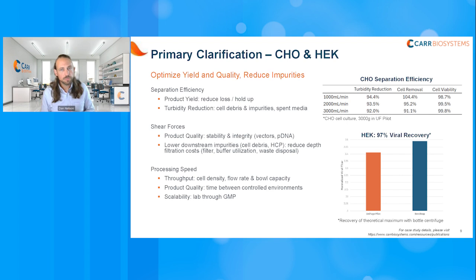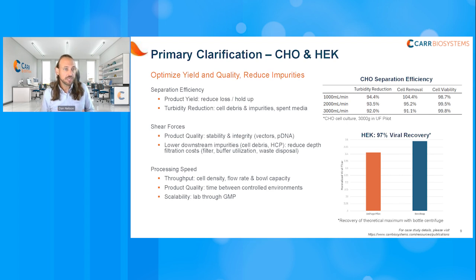Are you wanting to go a little bit faster and maybe sacrifice a little bit of removal, or vice versa? You can see on the far right, there's no impact to cell viability. So this is speaking to the inherently low shear nature of tubular bowl centrifugation, which makes it very unique to some of the other technologies available to select from. So regardless of the flow rate in this case, you don't see an impact to cell viability.